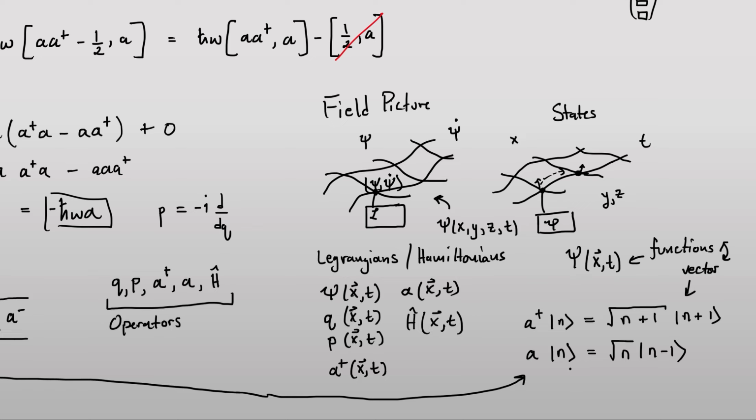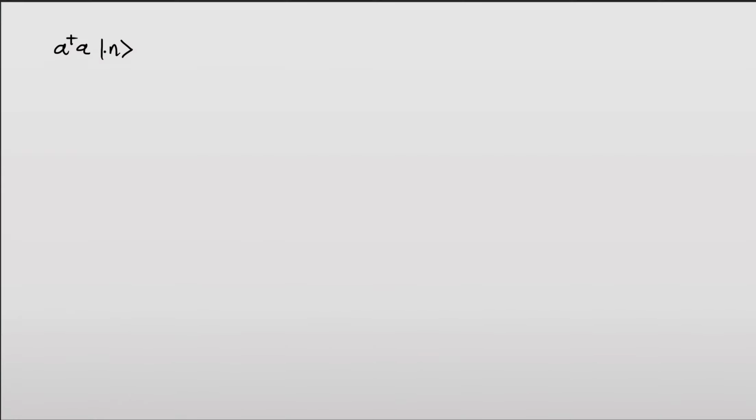Yeah, so if we take these rules here, so A acting on N is the square root of N, so this is the eigenvalue of A, and it takes us down to an N minus 1 state. So if we come back up here, this right here is going to take us down to an N minus 1 state. Right, so we're going to have A, this is equal to A dagger times the square root of N times N minus 1.